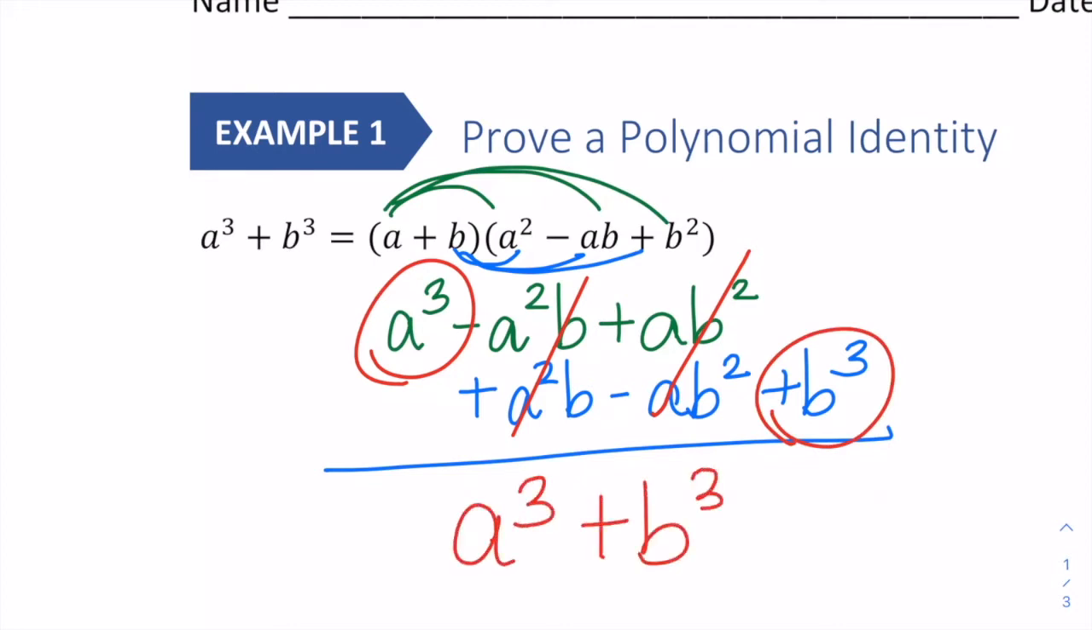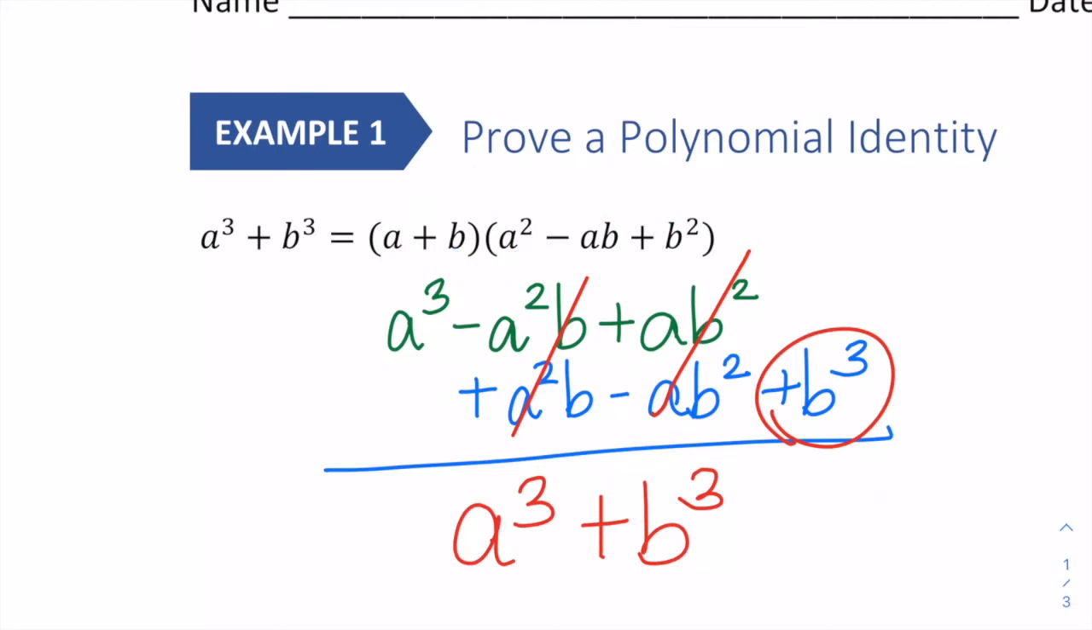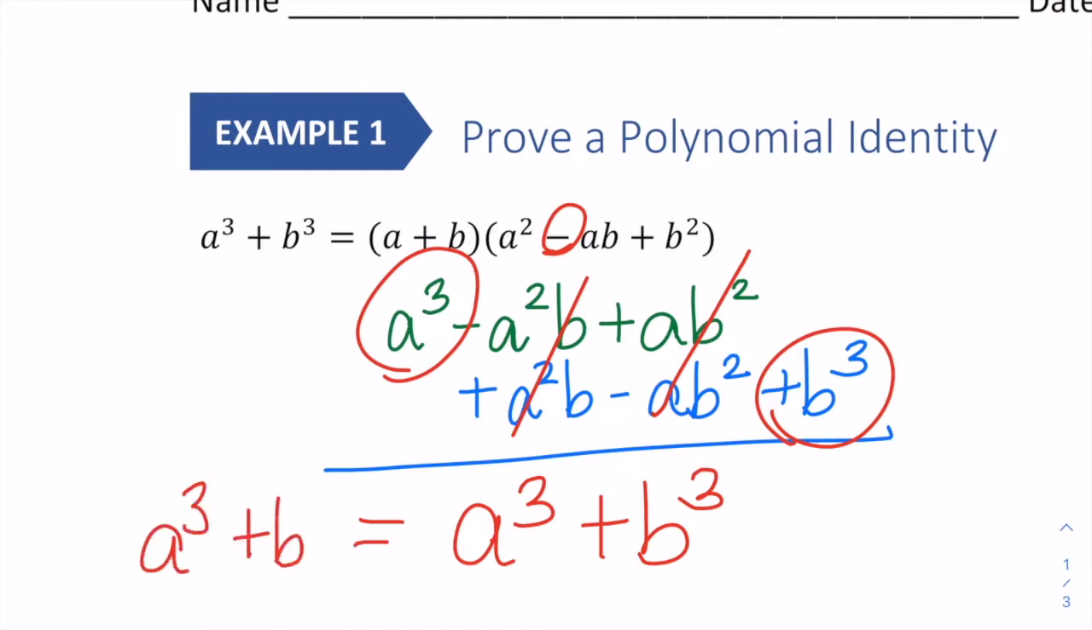And it's really important to know that it was this minus sign that made everything cancel. So having positive values and then having negative values help to cancel those middle terms. So we definitely proved that the right side looks like the left side with just simplification.